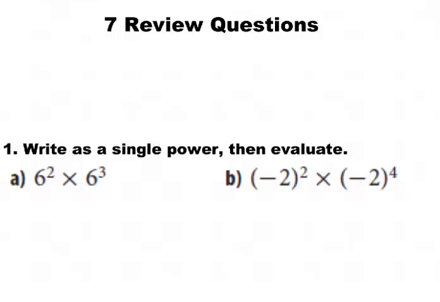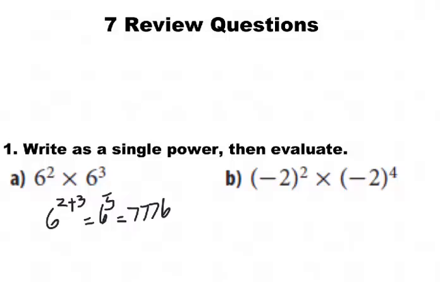In this video, we are going to review some questions in Unit 7. The first question is write as a single power, then evaluate. 6 exponent 2 times 6 exponent 3. Since the bases are the same, we're just going to add the exponents. So this becomes 6 exponent 2 plus 3, which is 6 exponent 5, and 6 exponent 5, if you use your calculator, is 7,776.